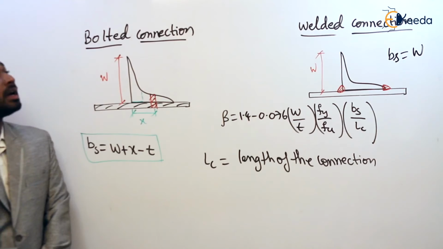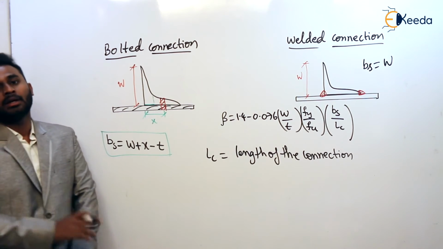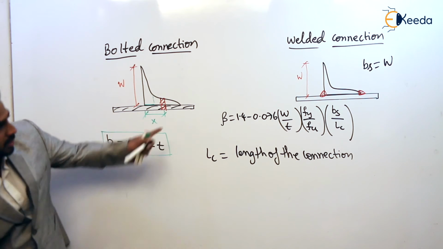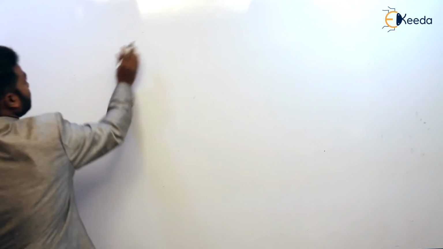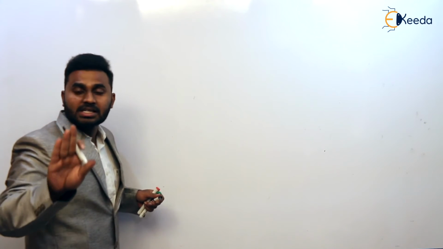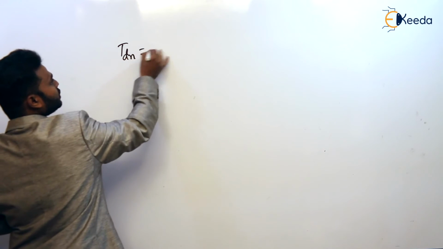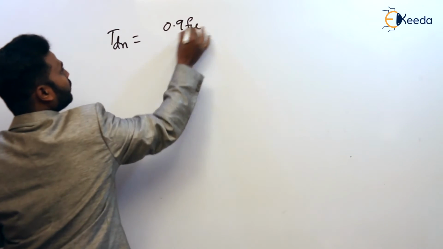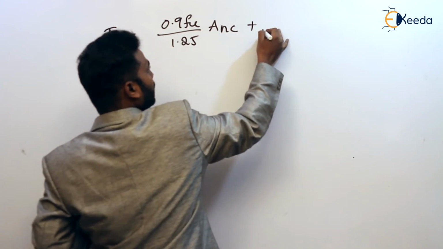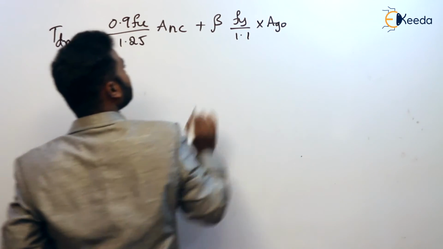So this is the design tensile strength for an angle in net section rupture. Now the same formula. Once again I'm going to write that formula. Tell me the formula for the design tensile strength for an angle in net section rupture. So what is it? Tdn is equal to 0.9 Fu by 1.25 Anc plus beta Fy by 1.1 into Ag naught. Clear or not? So this is the formula.